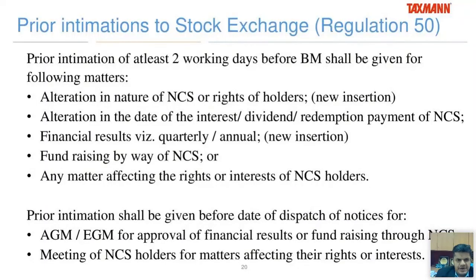So all debt listed companies need to ensure prior intimation of at least 2 working days before the board meeting shall be given for following matters, that is alteration in the nature of non-convertible securities or rights of holders, alteration in the date of interest, dividend, redemption or payment of NCS, financial results, that is quarterly or annual, fundraising by way of new NCS or non-convertible securities, or any matter affecting the rights or interests of non-convertible securities holder. Prior intimation shall be given before the date of dispatch of notices for AGM, EGM, or for approval of financial results or for fundraising through NCS. Meeting of NCS holders for matters affecting their rights or interests.